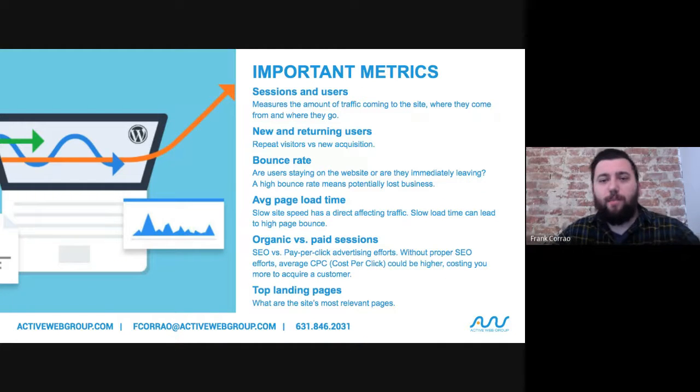Okay, so important metrics when you're looking at your data, when you have Google Analytics installed and you're ready to roll. Sessions per user. Sessions per user is the measurable amount of traffic coming to your site, where they came from and where they're headed. New and returning visitors. These are new visitors, first-time visitors who have never seen your site, versus returning visitors, people who've been to your site before and are coming back for more.